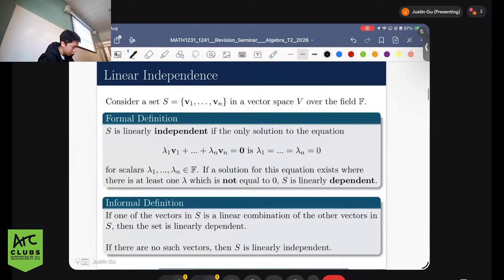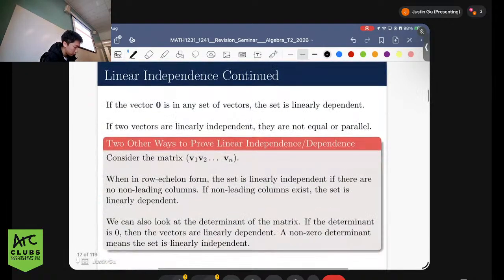Okay, moving on. Next thing we're going to talk about is linear independence. That's the definition. The informal definition is just an alternate way of saying it. I don't think you'll ever have to define it anywhere. So S is linearly independent if the only solution to the equation is when all your scalars are equal to 0. Any questions with the definition?